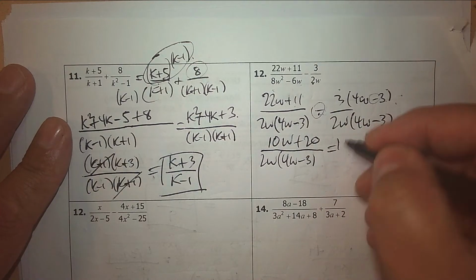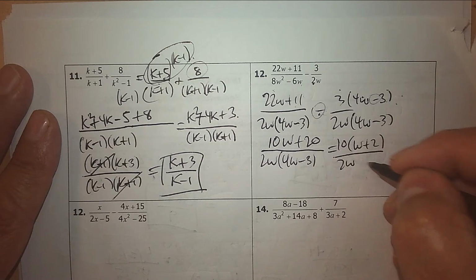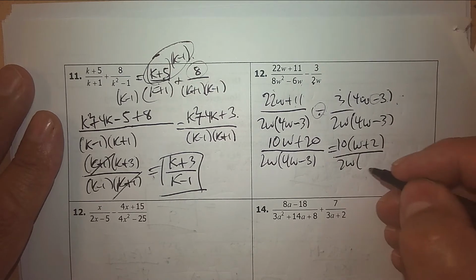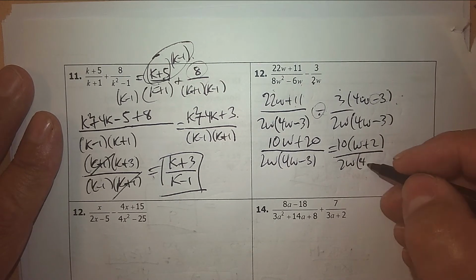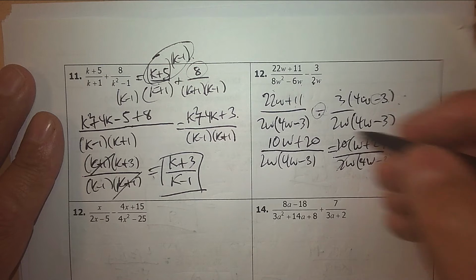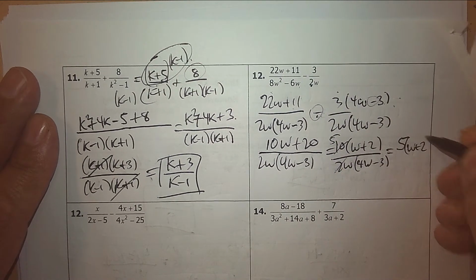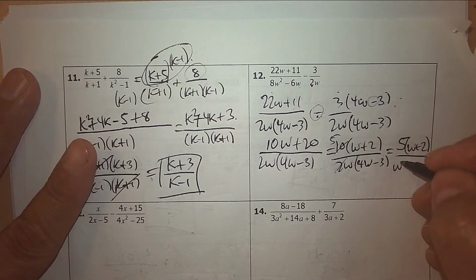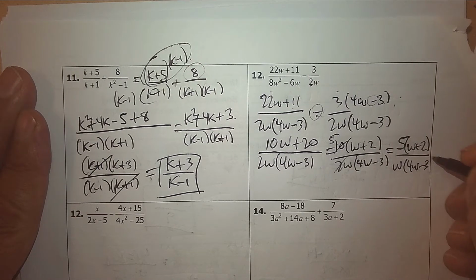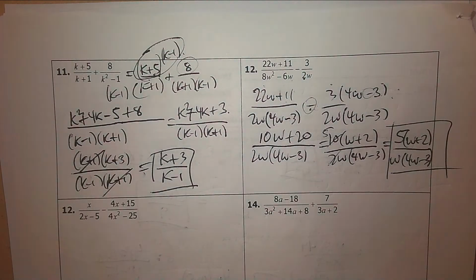Factor out a 10 to see. So the only thing that's going to factor out are the 2 and the 10, I think. So the 2 makes the 10 a 5. So your final answer would be 5, w plus 2, and in the denominator you have w, 4w take away 3, and you did it. Number 12.